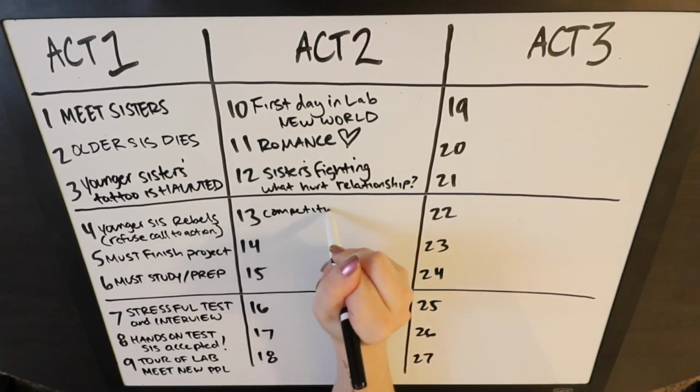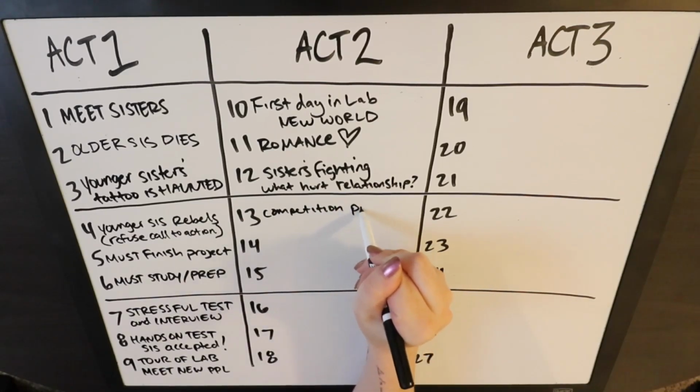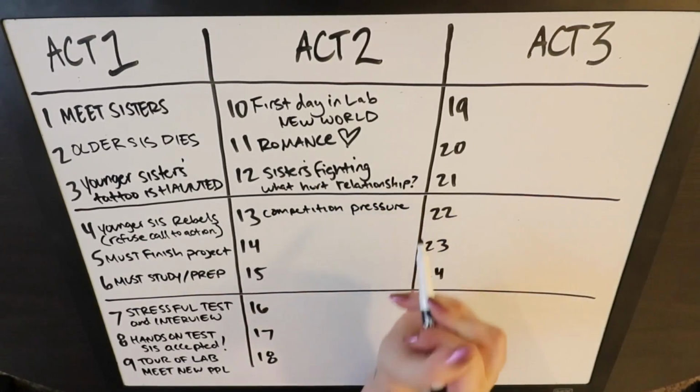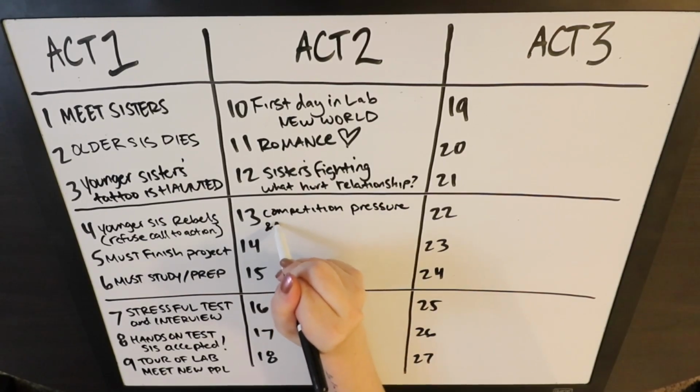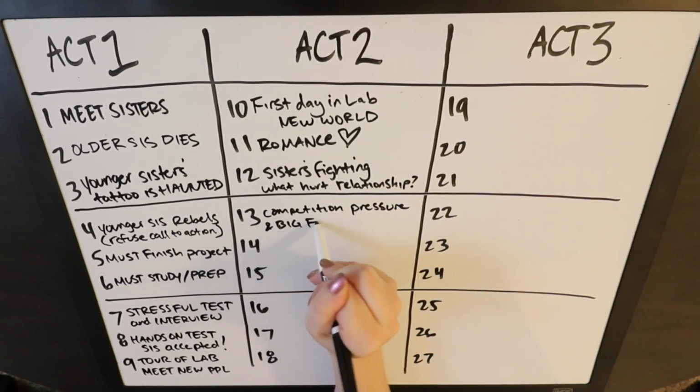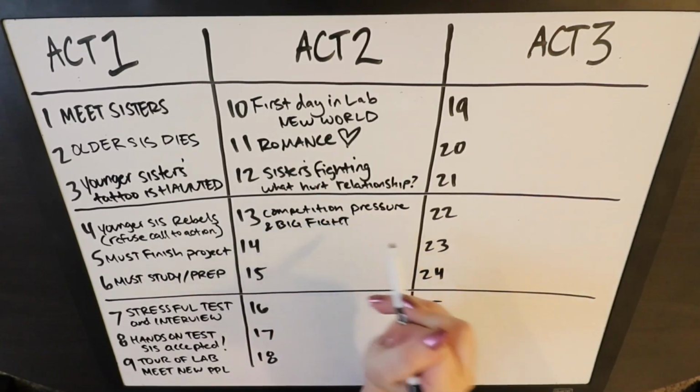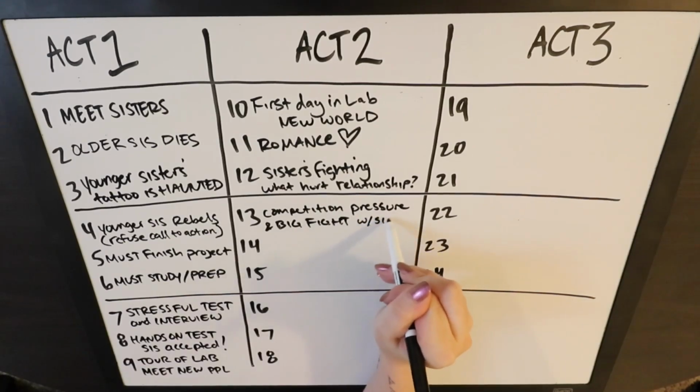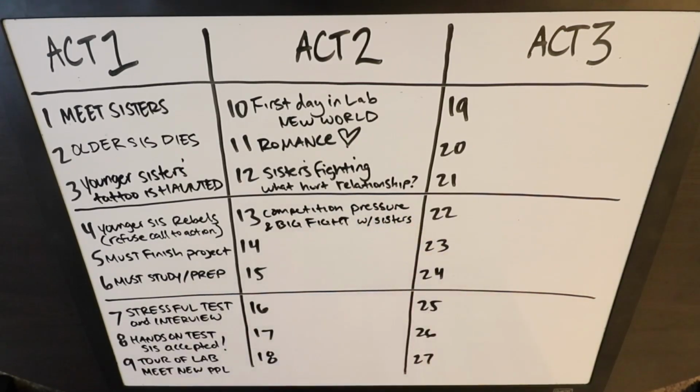For this pressure chapter, we want to have some competition pressure going on, but the main focus is the pressure between the sisters, this tension in their relationship, and it kind of builds to a big fight and a blowout. Maybe Ghost Sister tries to leave, she decides she doesn't want to help younger sister anymore because she's just fooling around. You're on your own.